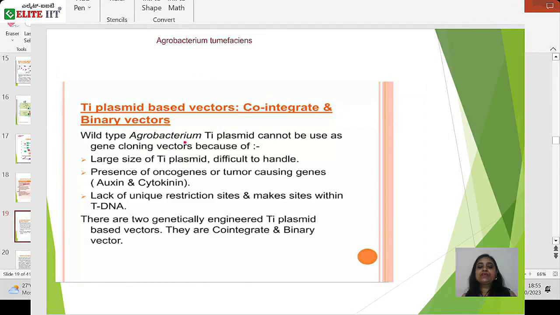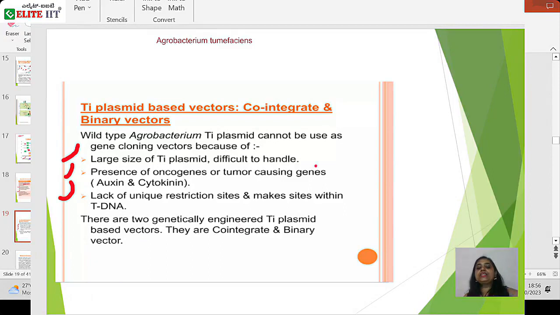Now, wild type Agrobacterium TI plasmid cannot be used as the gene cloning vector. Normal wild type Agrobacterium TI plasmid cannot be used because of its large size, and presence of oncogenes. Oncogene is present. TI, therefore it is tumor inducer. Tumor causing genes, auxin and cytokinin, are there. Now, there is a lack of unique restriction sites within the tDNA. Very few restriction sites are there.